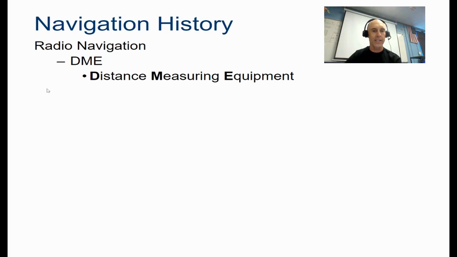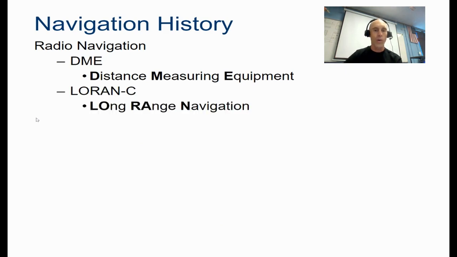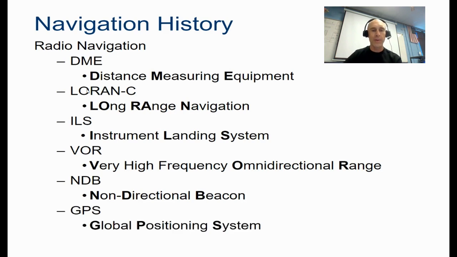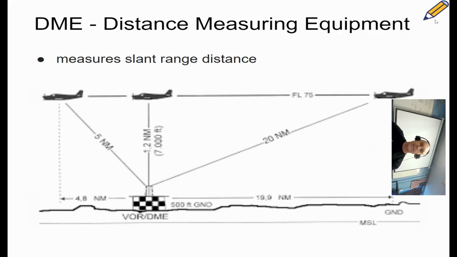We have these things like a DME, a LORAN, ILS, VOR, NDB, and GPS. Don't write these down yet. We're going to go through each one of these six individually. Let's start with DME. Write that down, please. It stands for Distance Measuring Equipment.